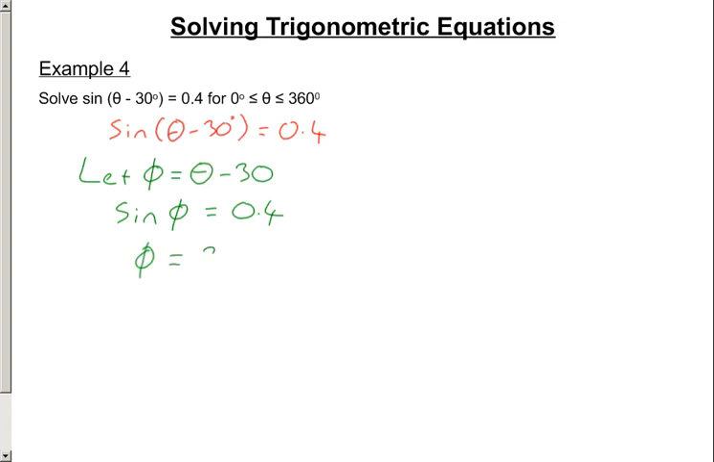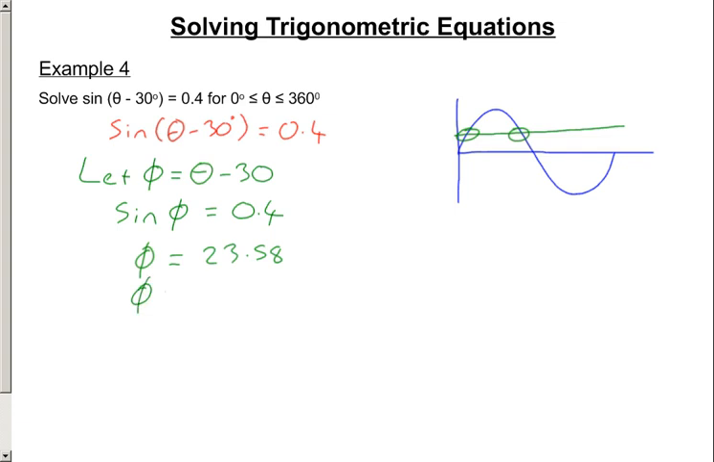So we get phi is equal to 23.58. And we'll get other ones as well. So if we consider the graph of sine, sine does this. And if it's equal to 0.4, it's coming through here. If we found the first one, we still need to find the second one. By symmetry, we get that phi is also equal to 156.42.